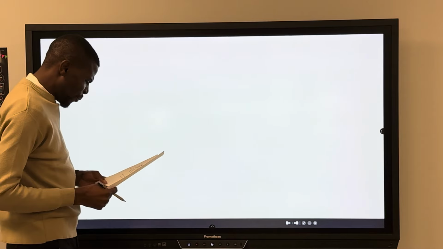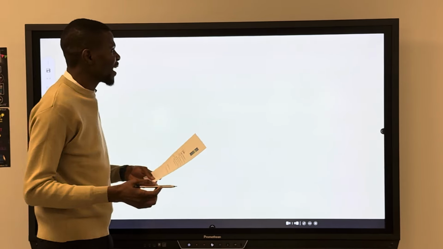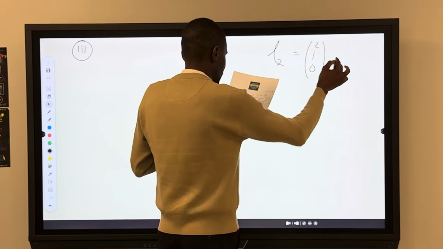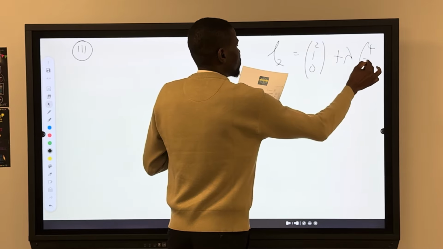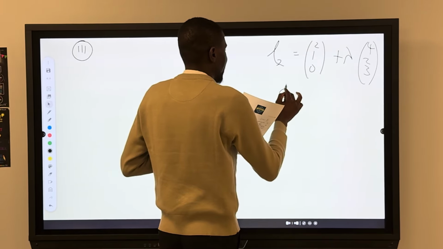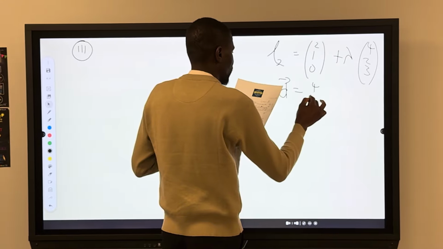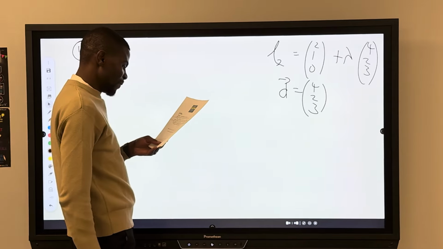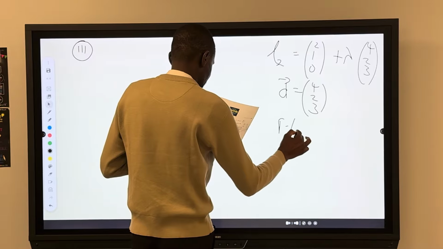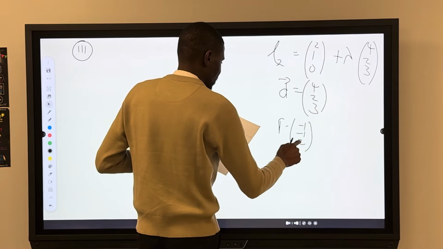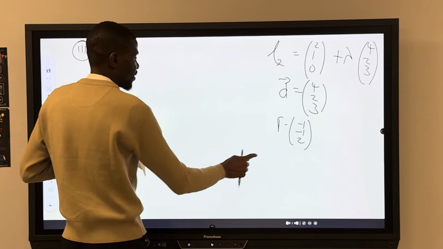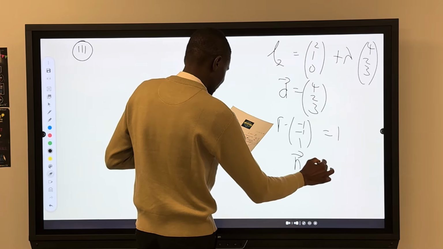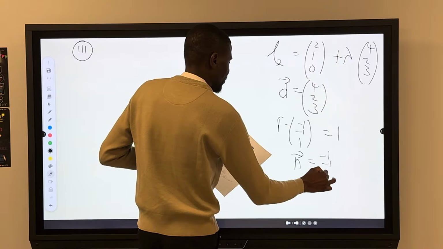On item 3, we are given the line L2. So L2 equals (2, 1, 0) plus lambda (4, 2, 3). So our direction vector there is (4, 2, 3), and the plane pi is r dot (-1, -1, 1) equal to 1. So our normal vector is equal to (-1, -1, 1).